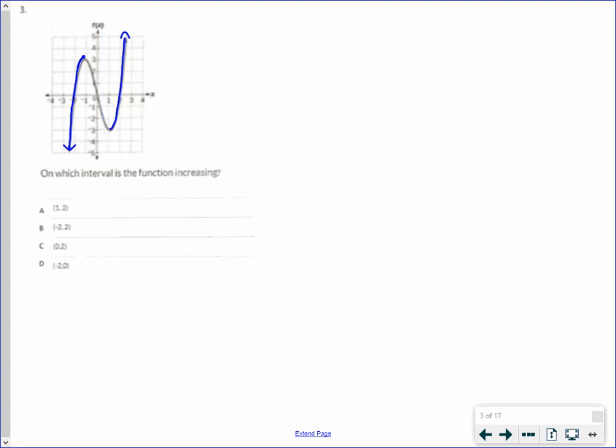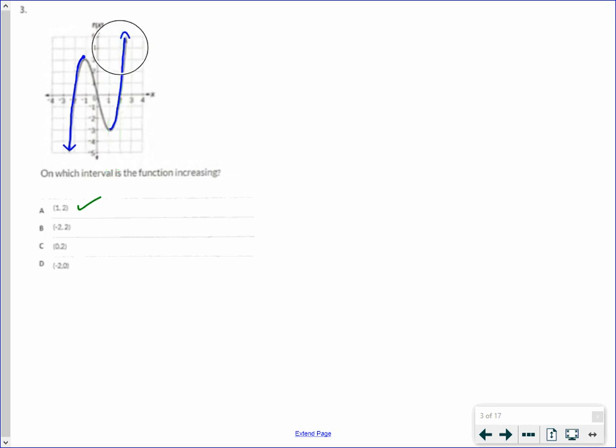Okay, and now let's go through every answer choice and see which one makes sense. For A, we're told from 1 to 2. So we want from here to 2 over here. And it looks like everything in between those points and at that point is increasing. So our answer choice A does make sense. But let's look at B, C, and D as well.